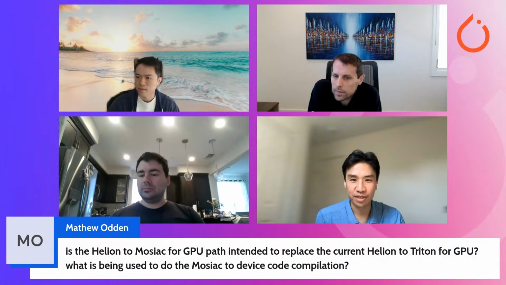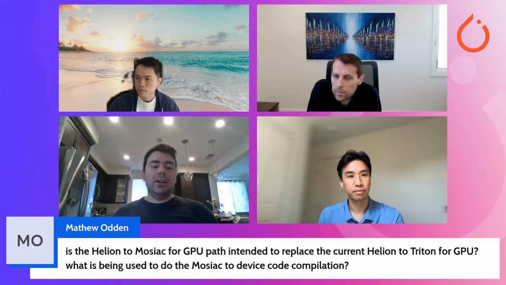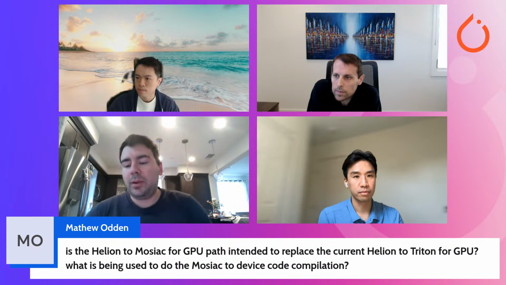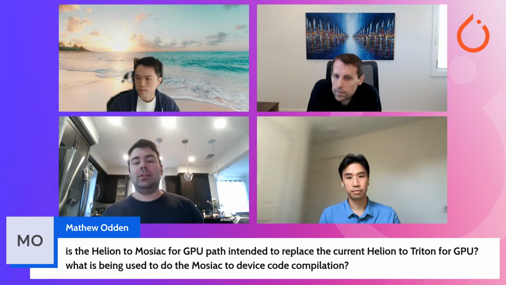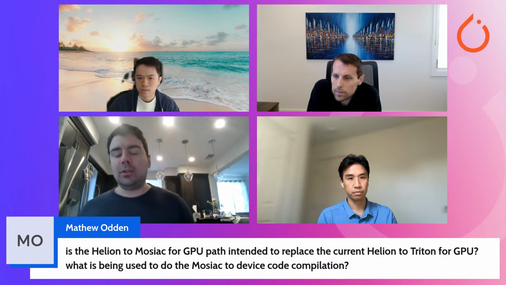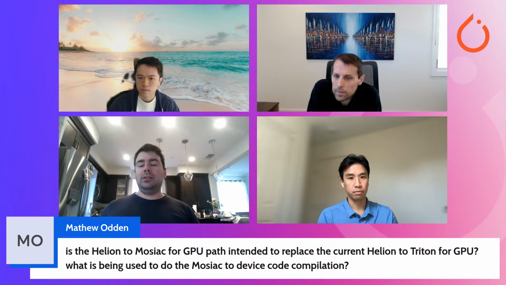Makes sense. Another question from the audience. This is great. Is the Helion to Mosaic for GPU path intended to replace the current Helion to Triton for GPU? What is being used to do the Mosaic to device code compilation? I'll take this one too. So for the GPU path, we don't intend on replacing the Triton version. For us, we have two different goals. One of them is to be able to port to different hardwares, and the other one is to give the user the choice to try different things.